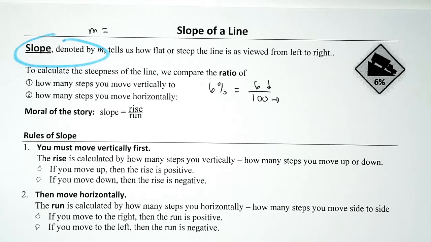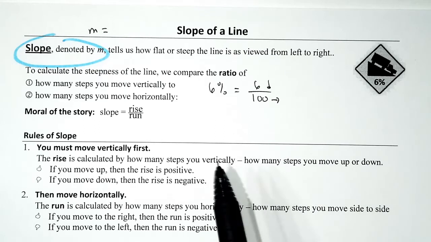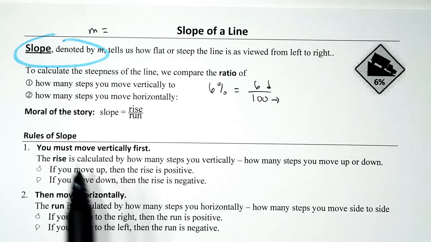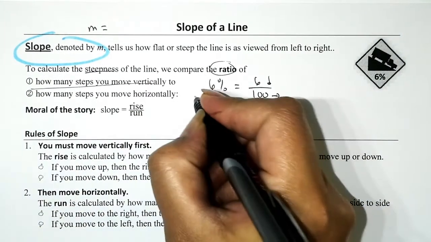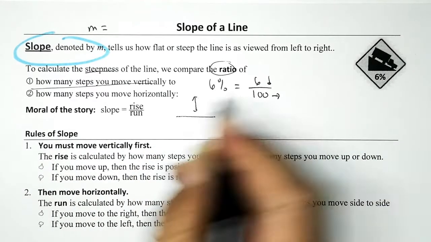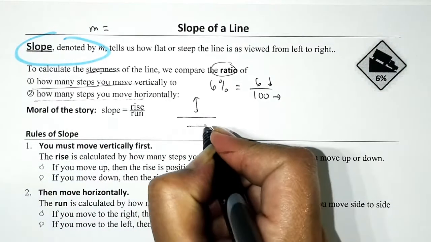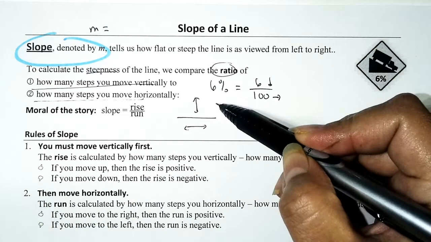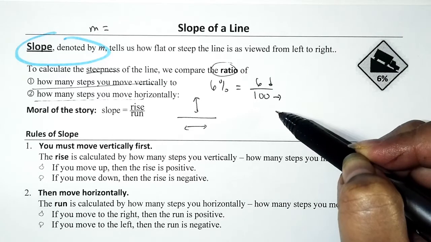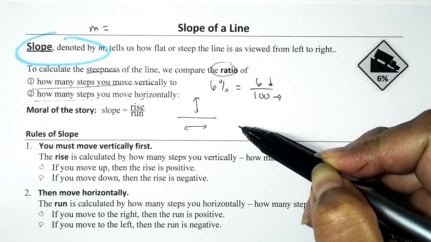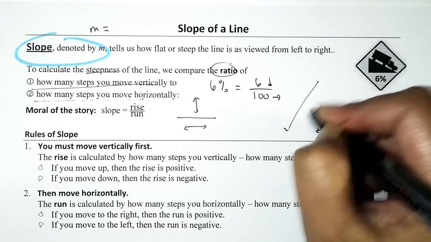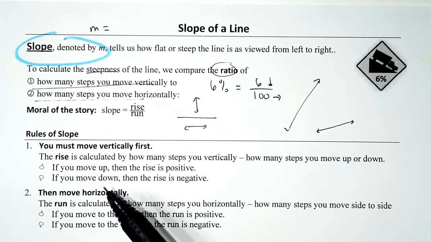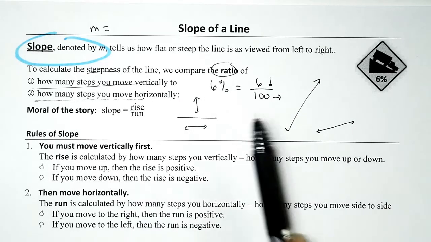But there are some rules to slope to calculate that steepness. We are going to compare the vertical movement to the horizontal movement. To calculate the steepness of the line, we're going to compare the ratio of how many steps we move vertically, whether we go up or down, to how many steps we move horizontally, or side to side. So again, we go up or down first, and then side to side. Why is that the case? That's the only way we make sure that steep lines have large slopes, and lines that are not so steep have smaller slopes. So, summary: the slope tells us how flat or steep the line is as viewed from left to right.